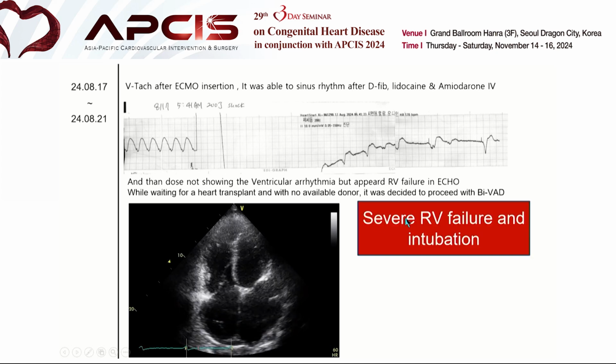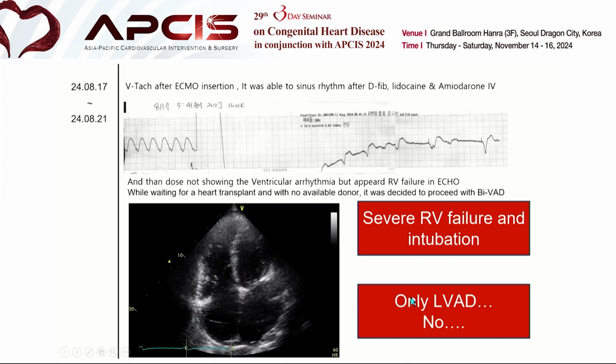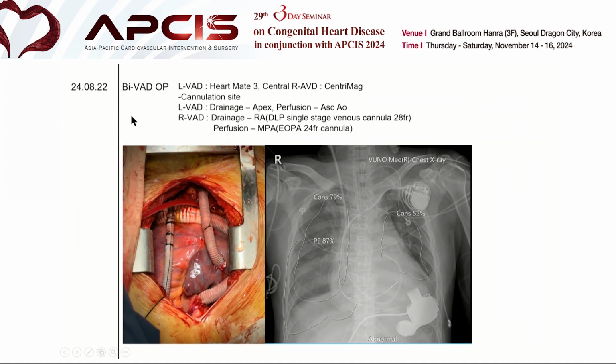So with severe RV function and intubation, with only LVAD, there would be low blood flow, and we might be unsuccessful with the LVAD. So we tried to use the CentriMag as a support of the right ventricle, like this. This is the CentriMag catheter, from the RA to the pulmonary artery, and this is the LVAD. So we inserted the LVAD and also used the CentriMag, from the RA to the pulmonary artery, and also the LVAD.